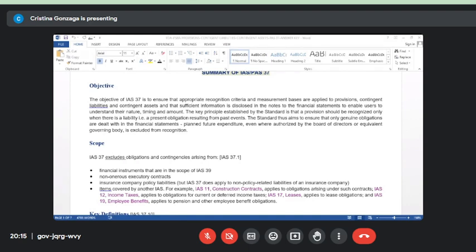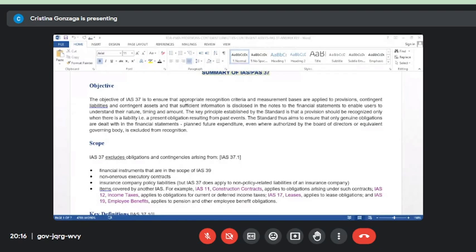Okay, kasi may obligating. Di ba? Yung a criterion for recognizing a provision is that there is an obligating event. Kaya kapag may obligating event, may present obligation, because it arose from what? Past event. Di ba? Okay.